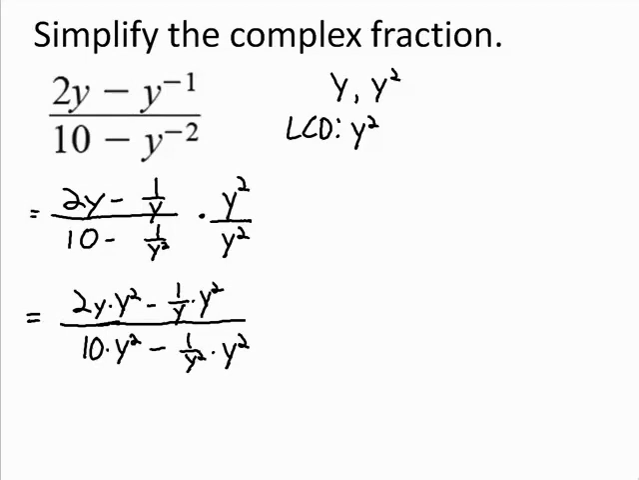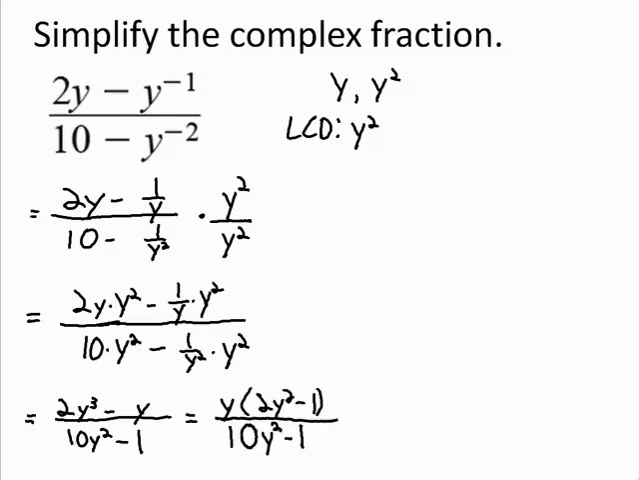Y squared times 1 divided by y is y, and 1 divided by y squared times y squared is 1. 2y cubed minus y divided by 10y squared minus 1. Factor a y out of the numerator. This expression has to have the same domain as the original expression. In the original expression, there is a y in the denominator of 1 divided by y and 1 divided by y squared, so y cannot be equal to 0. The simplified expression is y times the quantity 2y squared minus 1, divided by 10y squared minus 1.